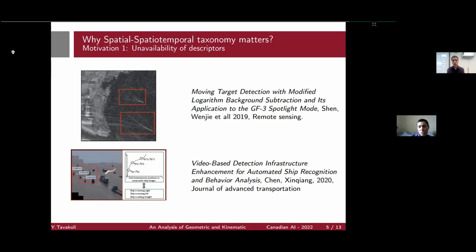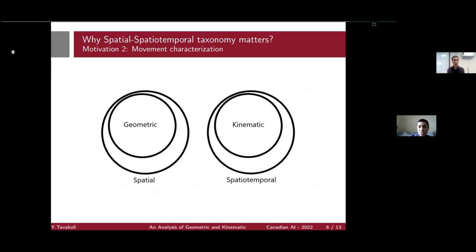The taxonomy actually is important from another perspective as well. Spatial and spatial-temporal descriptors as a whole have a coherent, distinctive, and intuitive definition. For example, we have a clear understanding of geometric properties as a subset of spatial descriptors having to do with the shape of the trajectory, and kinematic having to do with the motion, meaning that the taxonomy may actually help with the characterization of moving objects.